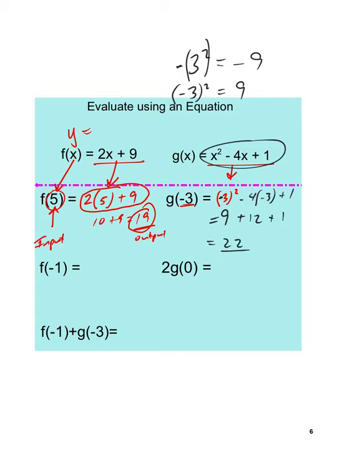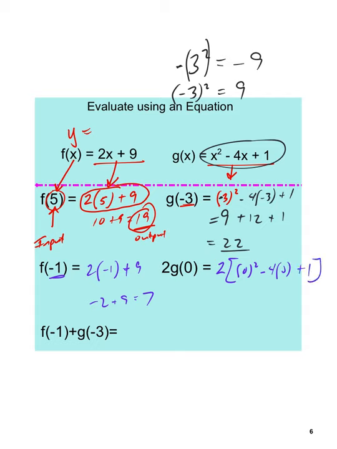All right, and then just really quickly, we'll look at these others here. Here's f again, but of -1, so it's 2 times -1 plus 9, or -2 plus 9, which is 7. Okay, now this next one, 2 times g of 0, what that means is the 2's in front, and then I'm going to put 0 into everything here. So this would be 0 squared minus 4 times 0 plus 1.